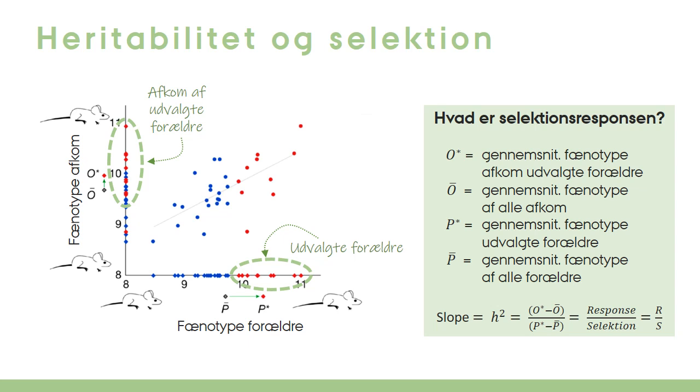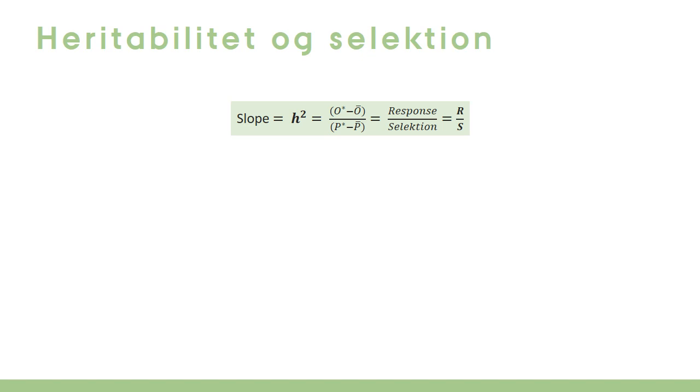By doing O asterisk minus O bar divided by P asterisk minus P bar. And what this represents is the response and the selection. Next slide, right here. So what we see here, if we summarize it, is that the narrow sense heritability is equal to the response divided by the selection. We can turn this around a bit by taking S to the other side, and then you get the response is equal to the heritability times the selection.